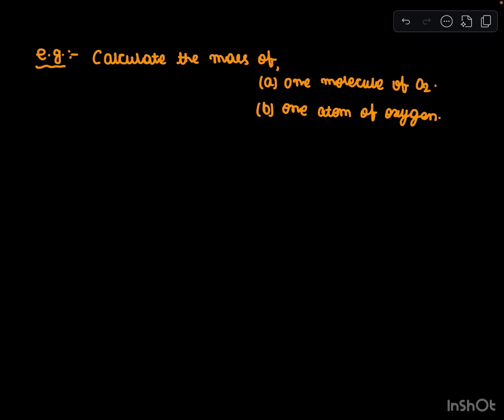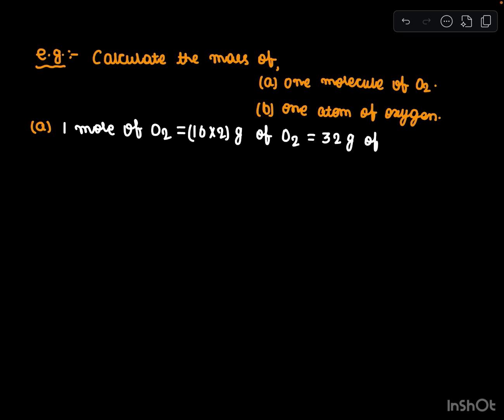Here the question is calculate the mass of one molecule of oxygen and one atom of oxygen. That's the whole numerical. No extra information is provided in this question. So let's proceed. How we can proceed? At first, one molecule of oxygen. As we know that 1 mole of oxygen is equal to 16 into 2 gram of oxygen, which is equal to 32 gram oxygen.